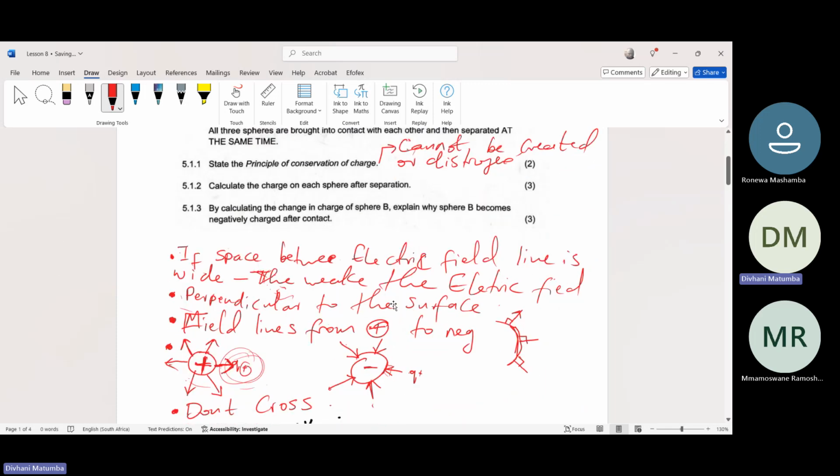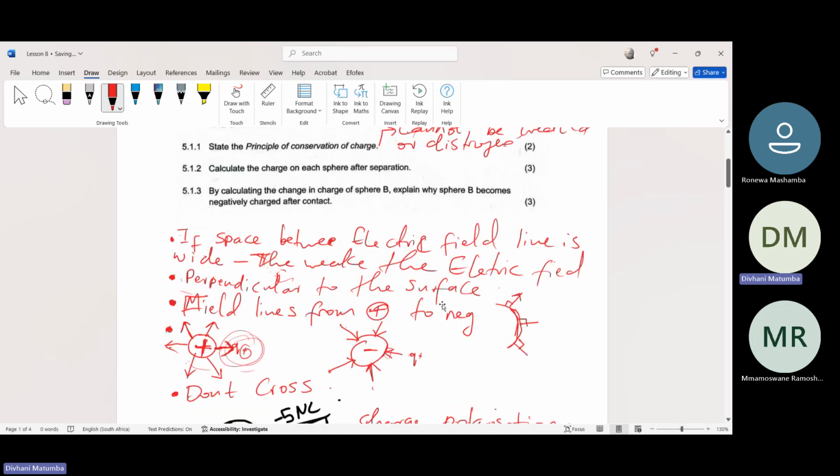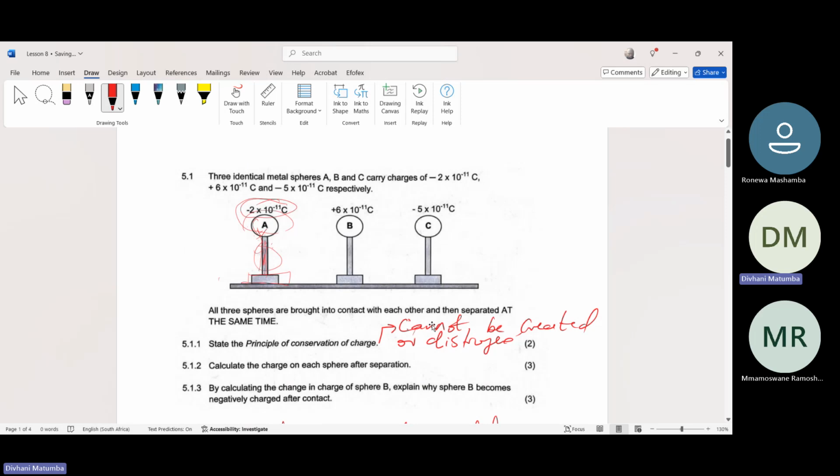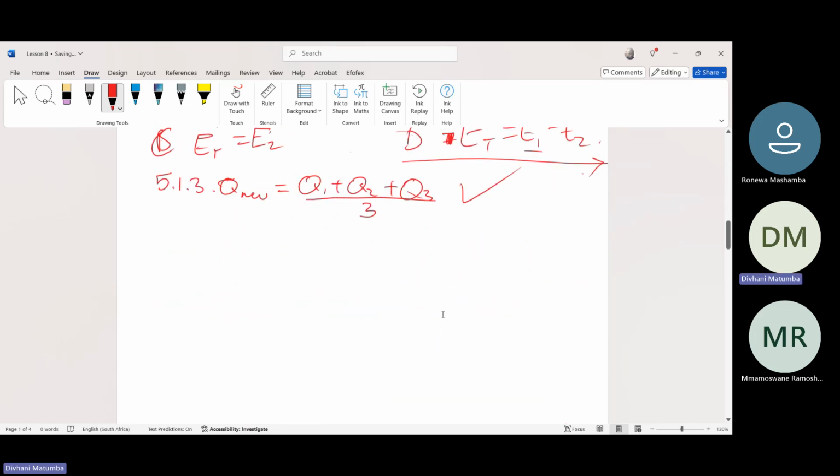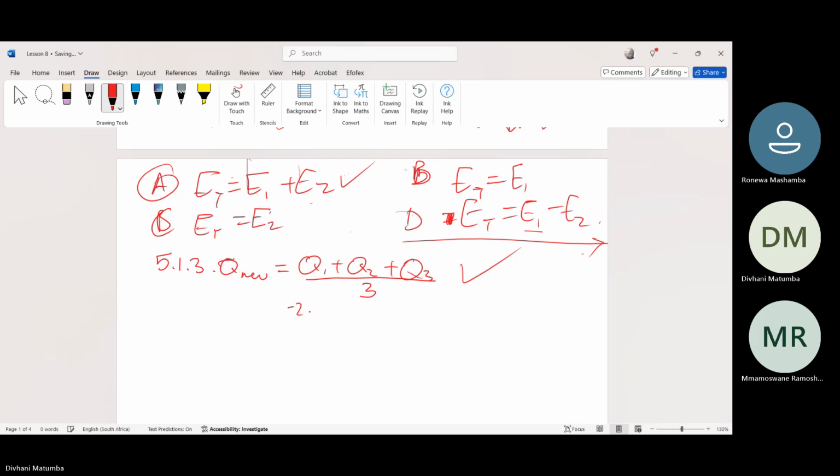Calculate the charge on each sphere after separation. The first one is minus 2 times 10 to the power of minus 11. Let's see, divided by 3. So how much are we getting? I don't have a calculator. Let me see. How much are we getting?